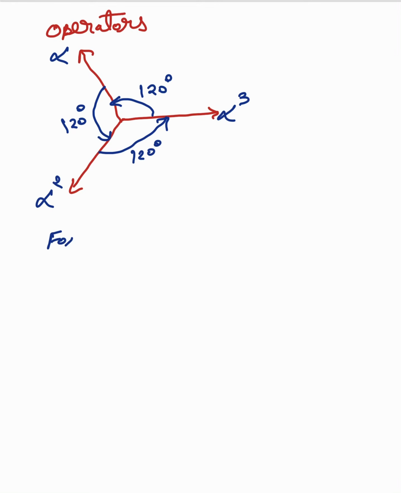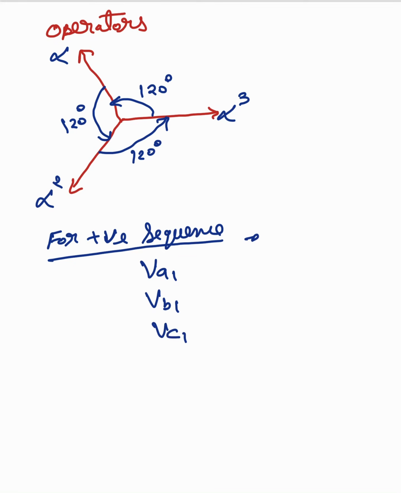So for the positive sequence, how can we write it? The positive sequence phasors we can write like this: VA1, VB1 and VC1. Here there is no displacement. VA1 is the original phasor, the same as it is. VB1 we can write as VA1 angle minus 120 degrees, and VC1 is VA1 angle plus 120 degrees.